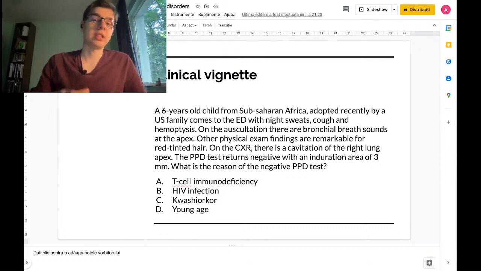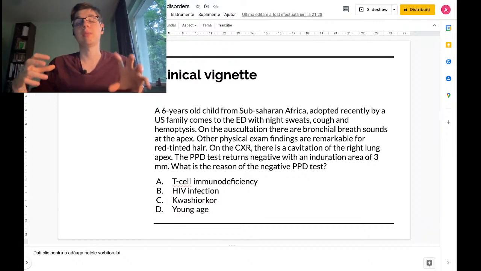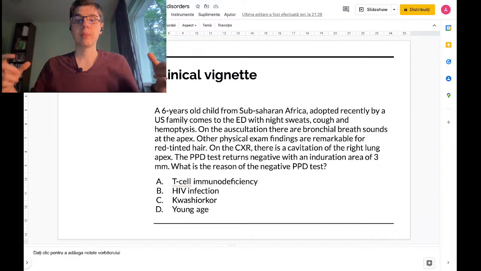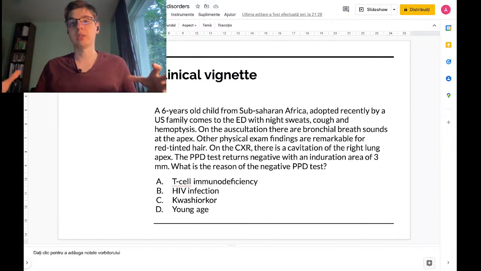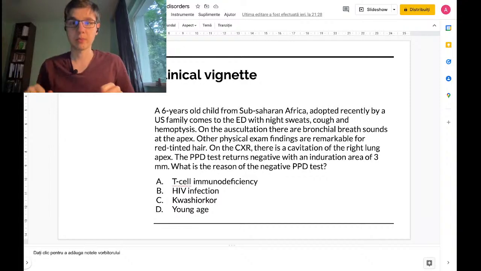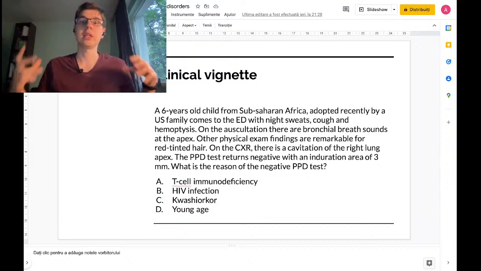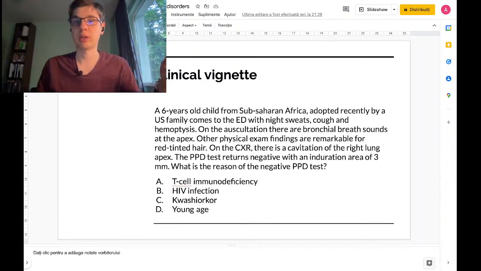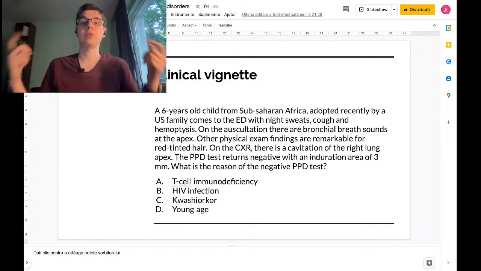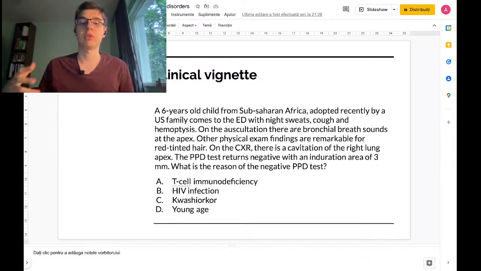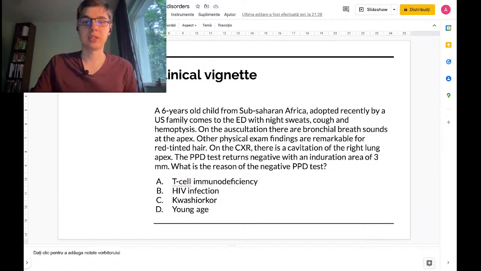Now, the fact that he has red tinted hair is an indication of kwashiorkor. And why is this important? Malnutrition, especially kwashiorkor, which is based on protein deficiency, leads to decreased immunoglobulins. Immunoglobulins are in fact proteins. Therefore, patients that are malnourished, especially due to protein malnourishment, will develop immunodeficiencies that can mimic true immunodeficiencies, for example congenital immunodeficiencies. Therefore, the correct answer is C, kwashiorkor.